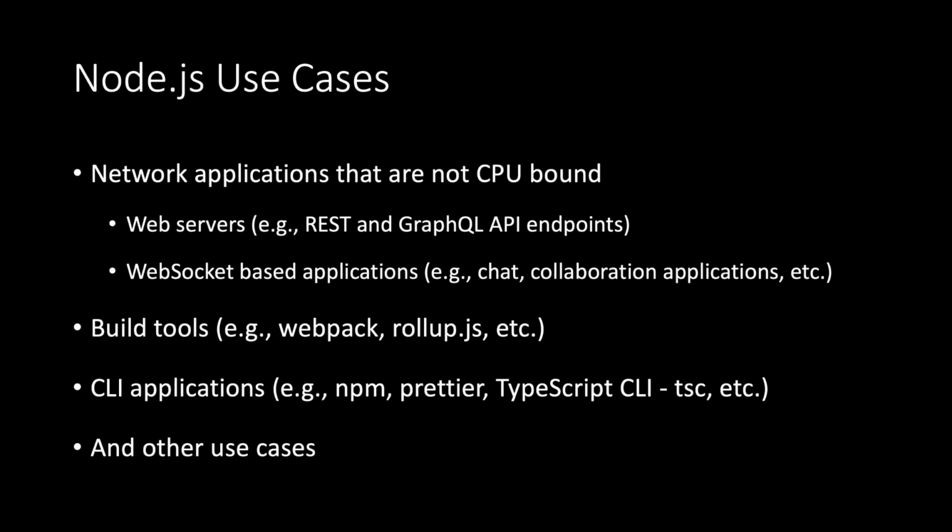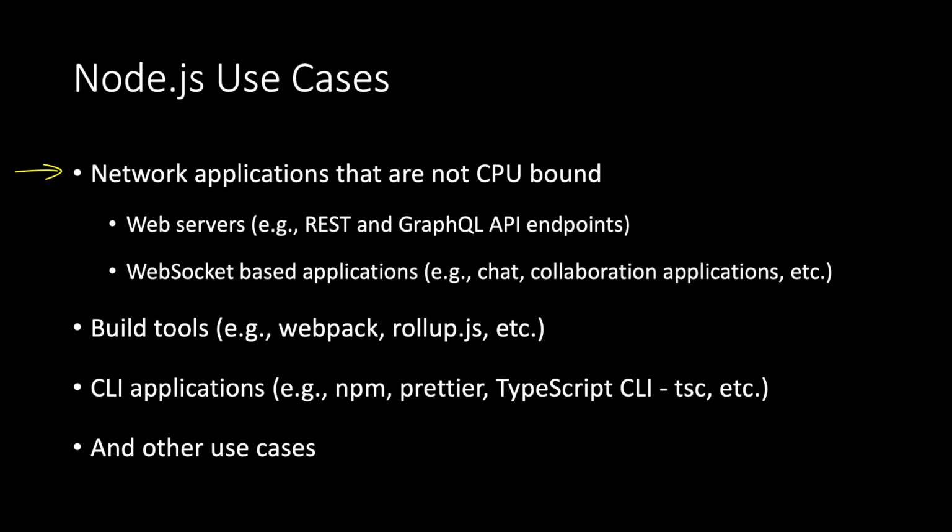Now let's talk about the major Node.js use cases. Basically, Node.js is very useful for building non-CPU bound network applications. These are the applications that don't do heavy computation, but they can do a lot of input-output, like for example, database queries or reading and writing files. Basically, most of the web applications fall under this definition.